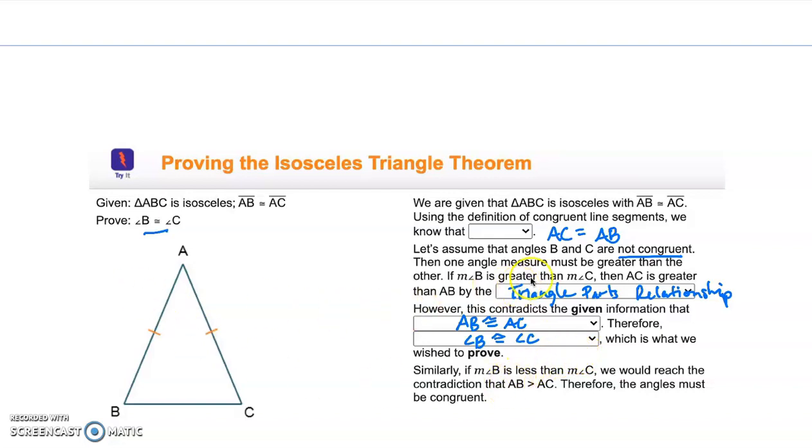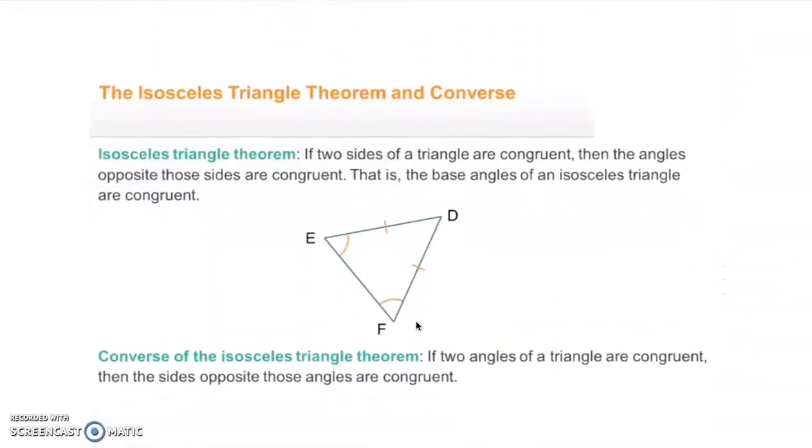So that's kind of what a contradiction is. You assume that they're not congruent, and you say, well, if B is bigger than C, then AC, because it's opposite, would have to be bigger than AB. But we know that they are congruent, so that is false. And so that proves that these must be congruent. So that's a contradiction proof.